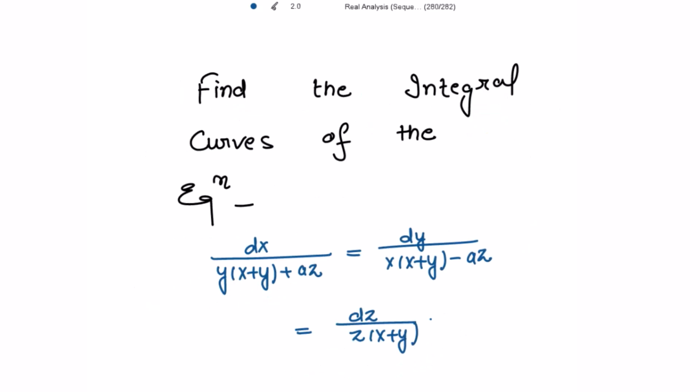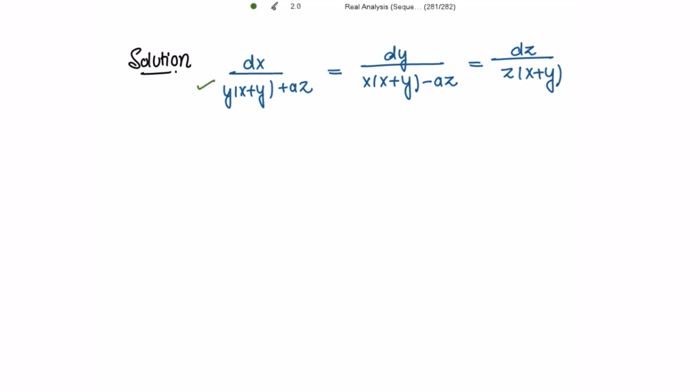Find the integral curves of this equation, where this is your P, this is your Q, and this is your R. So these are in the forms of x, y, z. Also, there is a constant a. So let's get the solutions for this differential equation. We are having this differential equation. Now these three are equal.